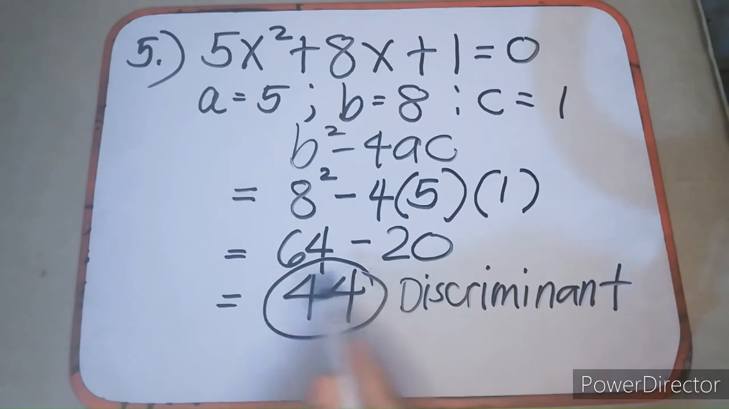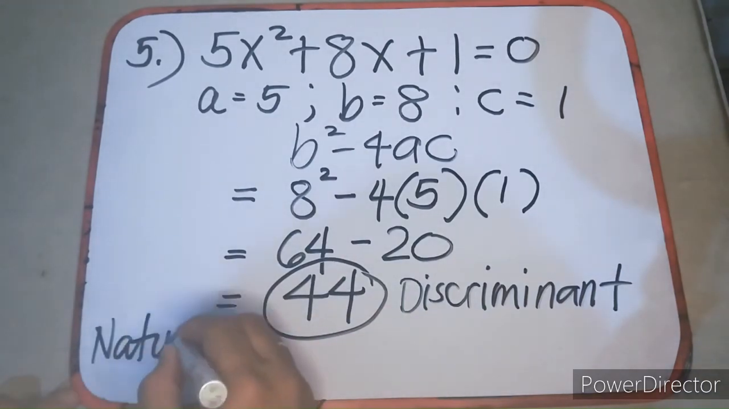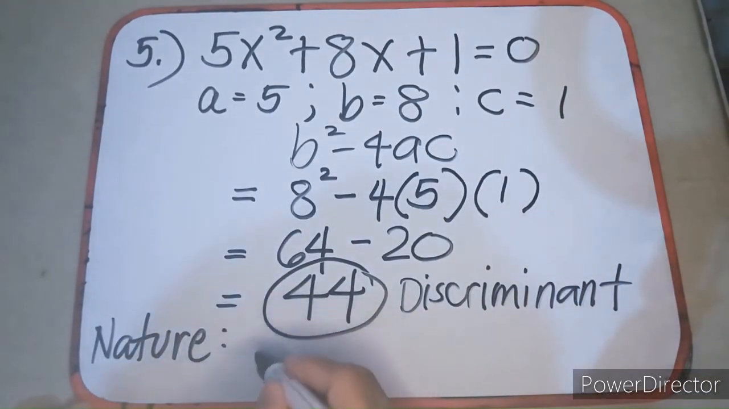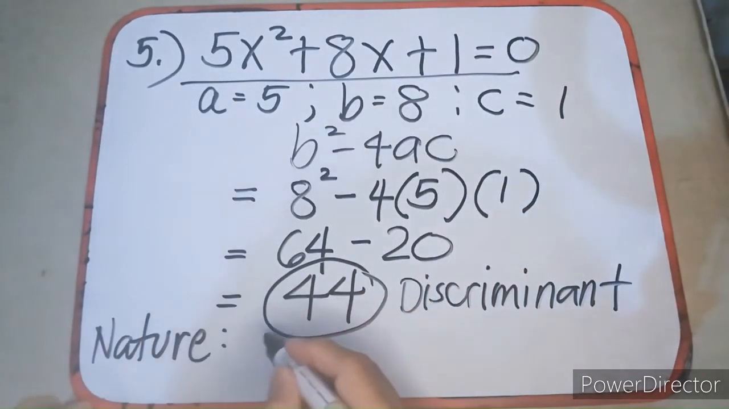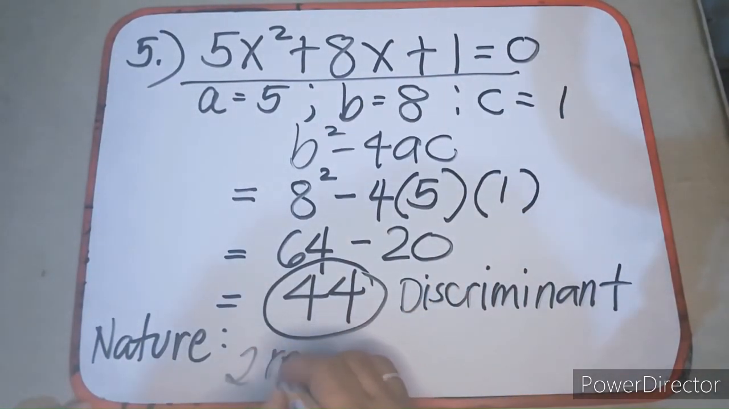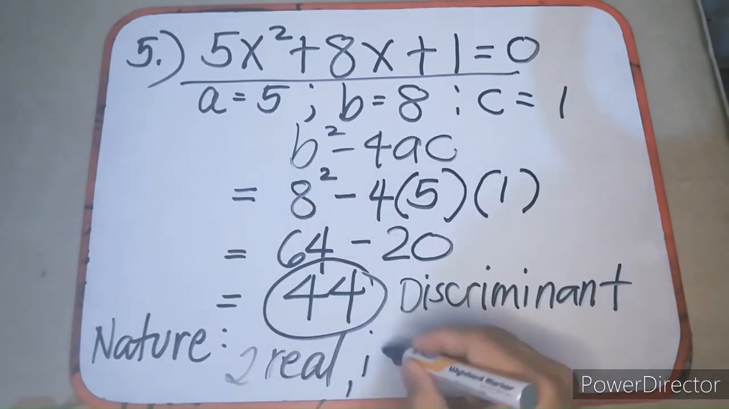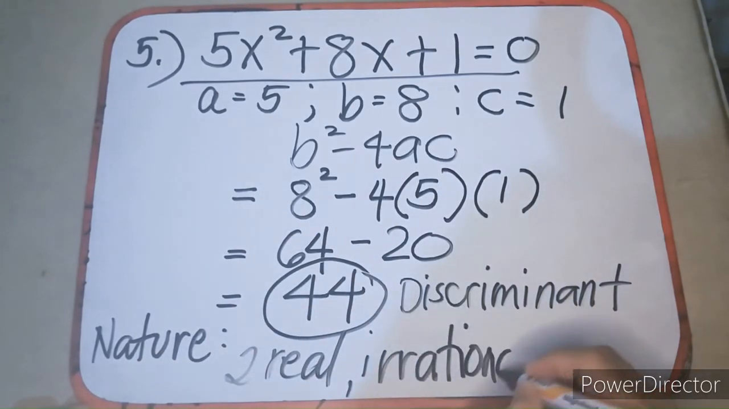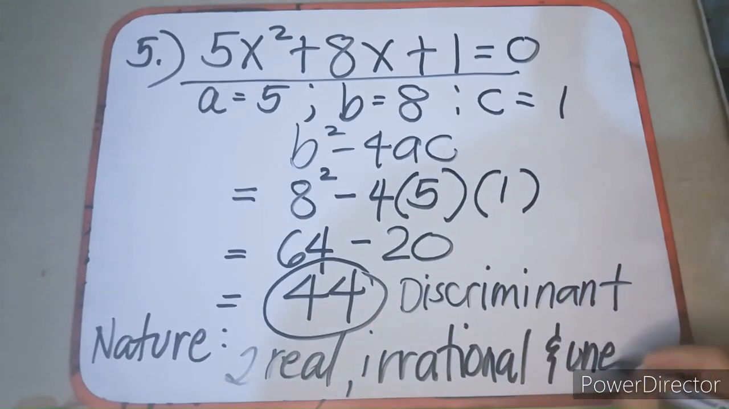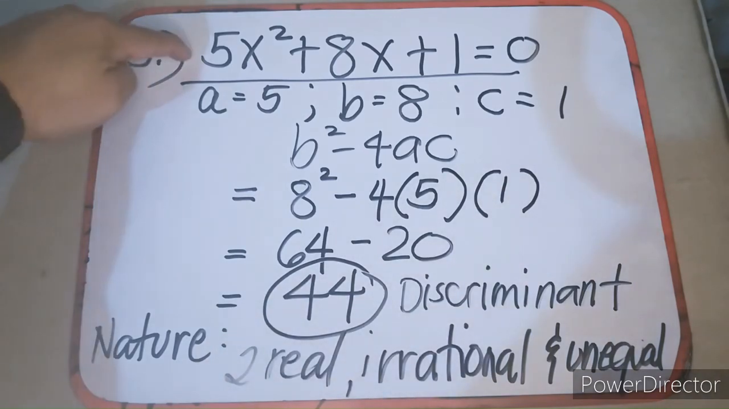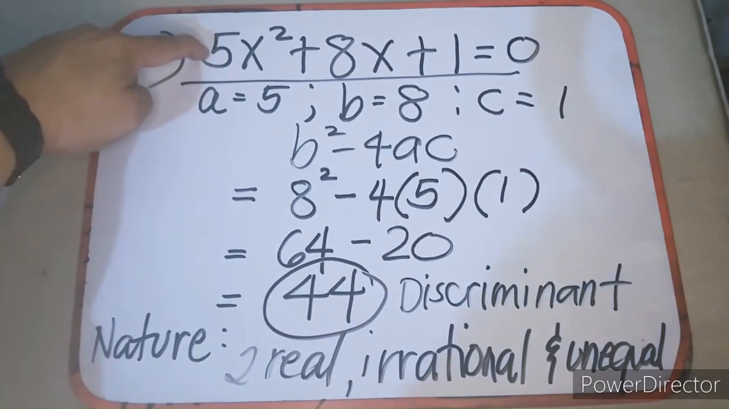So looking at 44, you're just going to analyze if it's perfect square or non-perfect square. Upon doing it, you'll find out that 44 is a non-perfect square. So therefore, we can find out its nature. So the nature of the solutions of this given quadratic equation are two real, irrational, and unequal roots.